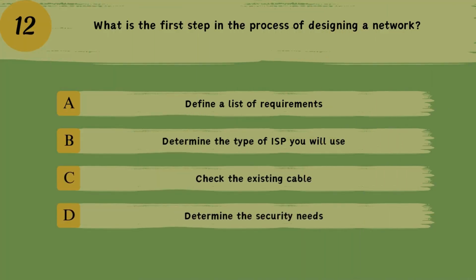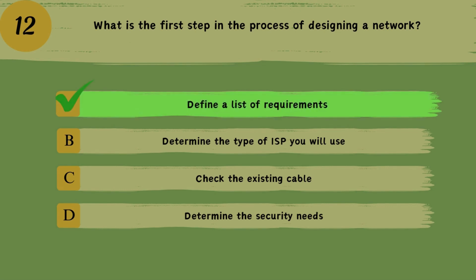Question 12. What is the first step in the process of designing a network? A. Define a list of requirements. B. Determine the type of ISP you will use. C. Check the existing cable. D. Determine the security needs.